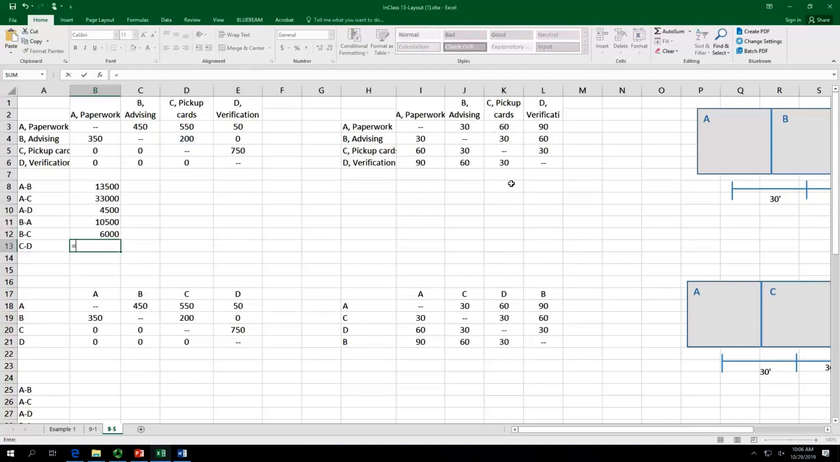And from C to D. From C to D, this is 750. And times C to D, the distance, it is 30. So here it is the total distance and the total people's count. Okay, so we can do a sum over here.